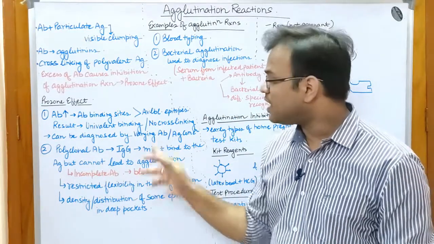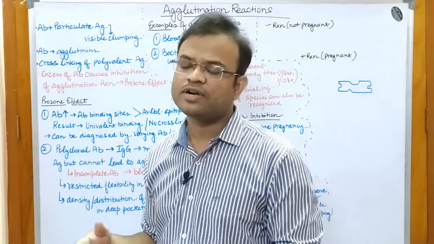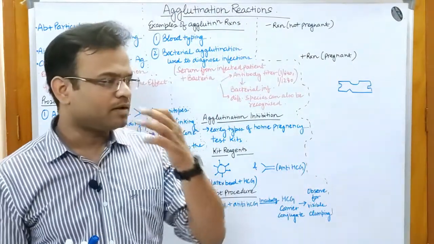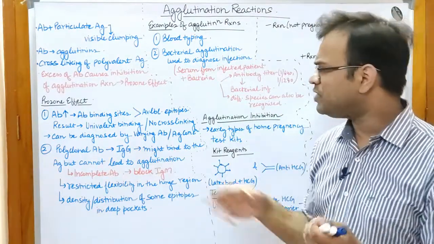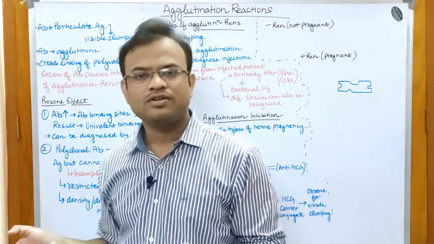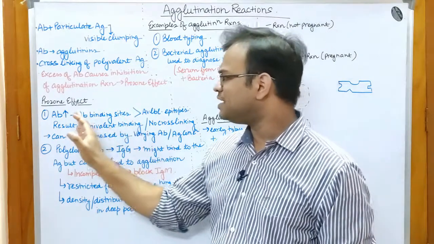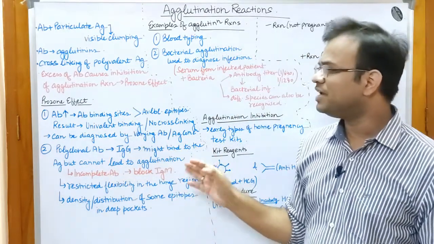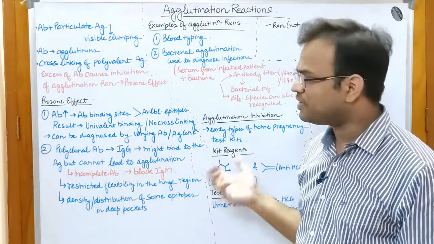Higher than what? Higher than the number of available epitopes. What are epitopes? I've already discussed this in one of the first or second classes, I don't remember. So epitopes are the regions on the antigen to which the antibodies bind or recognize, right? So if the antibody binding sites are greater than the available epitopes, why? Because the antibody concentration you have kept very high.